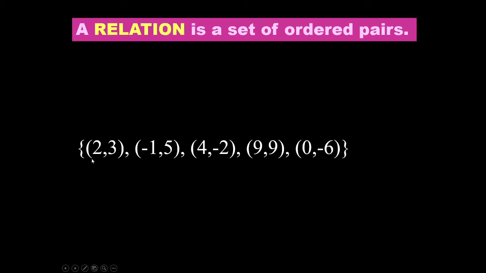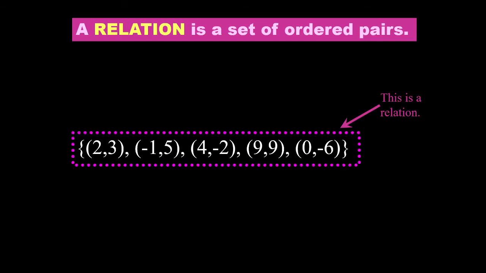So you have here the first ordered pair, the second ordered pair, and we have another ordered pair. 1, 2, 3, 4, 5. We have 5 ordered pairs here. And this is considered a set because of the symbol, the curly braces or the bracket. Now, this is an example of a relation because this is a set of ordered pairs.